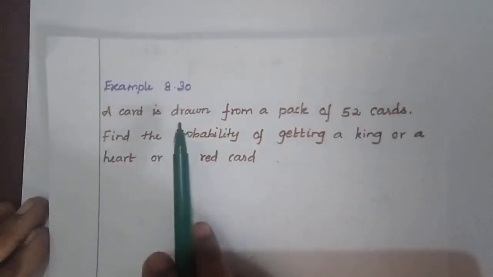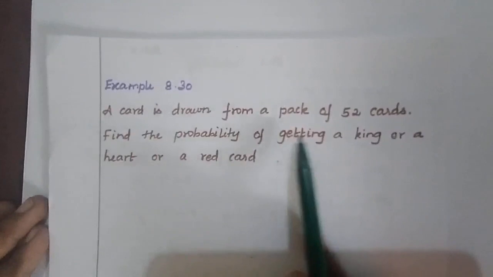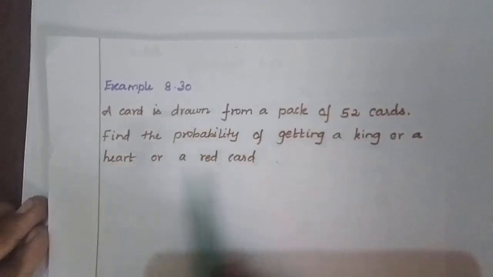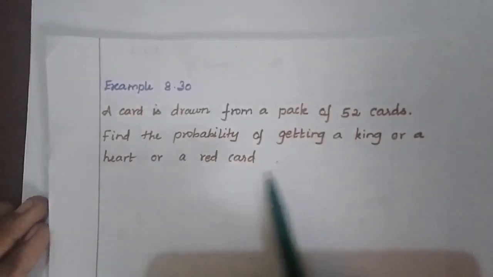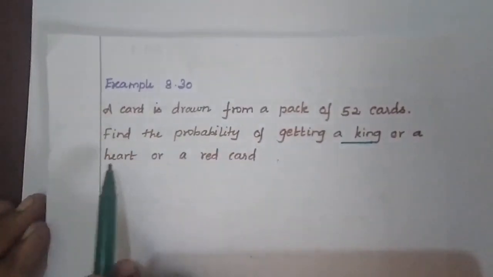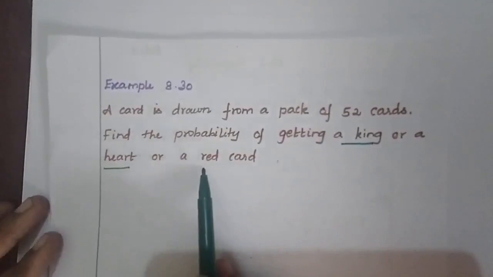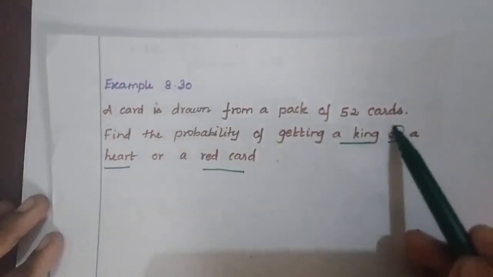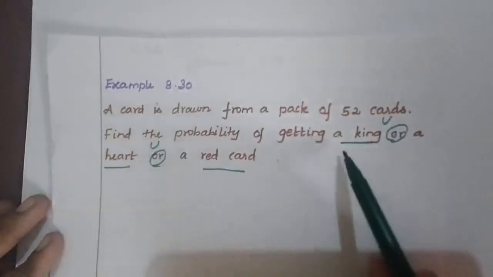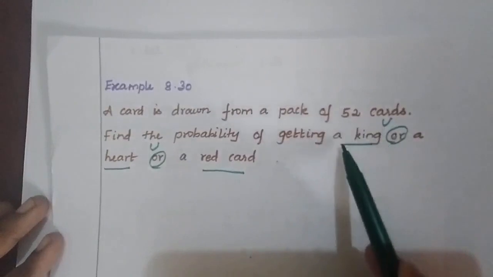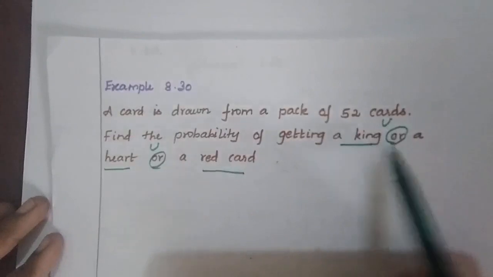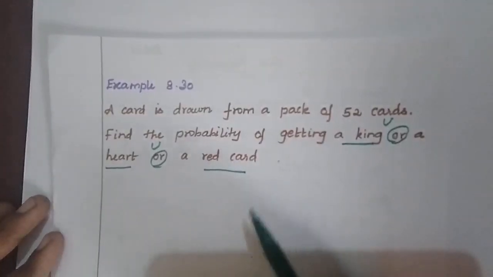Example 8.30. A card is drawn from a pack of 52 cards. Find the probability of getting a king or a heart or a red card. So here they have given 3 events. One is getting a king or getting a heart or getting a red card. So what does this OR stand for here? This OR is union. So we have to find, if you take this event as A and this as B and this one as C, then we have to find P of A union B union C.